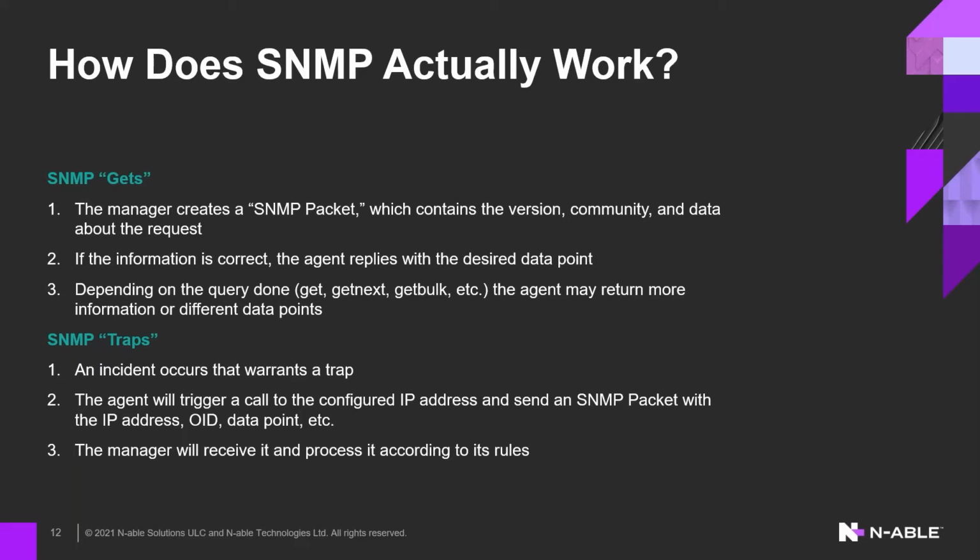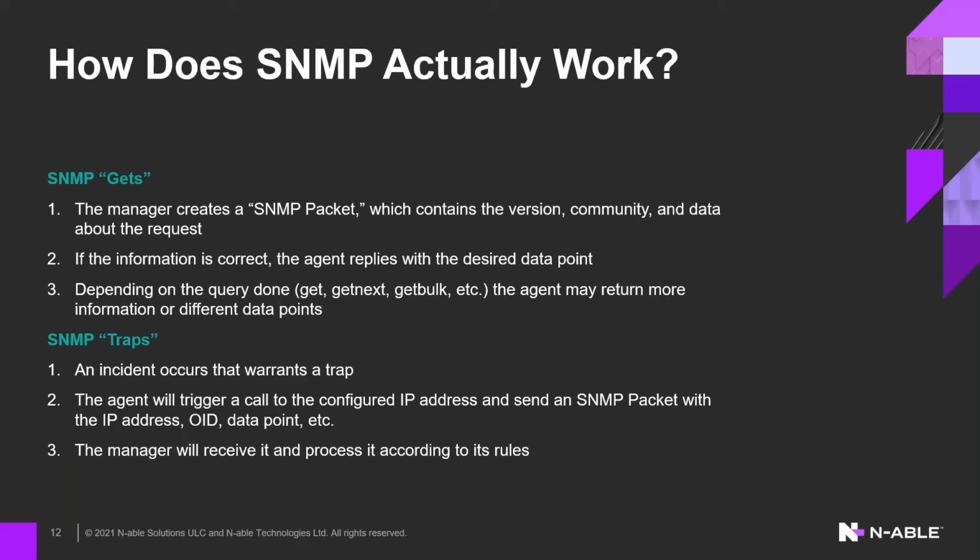On the trap side, you will find that they are incident driven, like I said earlier, so they will find an incident that warrants a trap. Sometimes it's configurable, but not always. The agent itself, so the actual Cisco device or whatever you're playing with, will generate a call to the IP address that you configured to send an SNMP packet. The packet will contain the IP address, the OID, the data point, and whatever else you're sending. So this is something that you find in the enable probe, and it will show you what they contain.